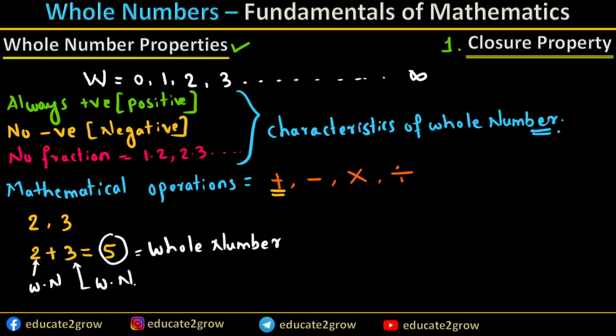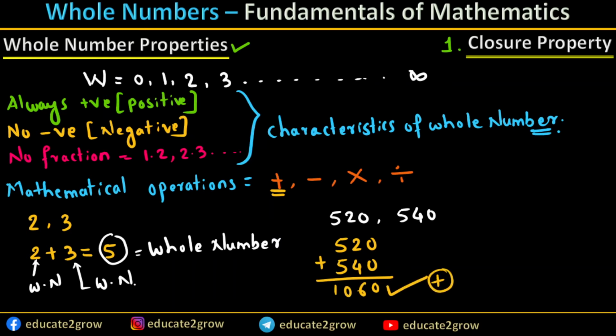Let's take one more example, any numbers in between, say for example 520 and another 540. Let's do the addition: 520 plus 540 is 1,060. So this is once again a positive number, not a negative number, and no fraction. Hence it belongs to the whole numbers, and so does the previous number. So this still belongs to the whole numbers.